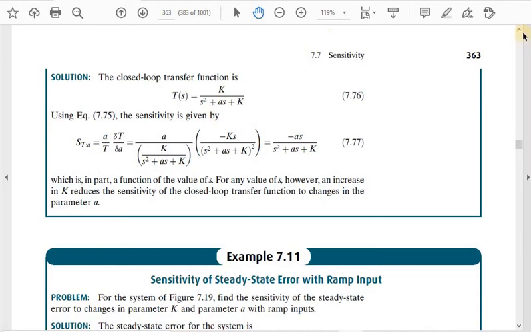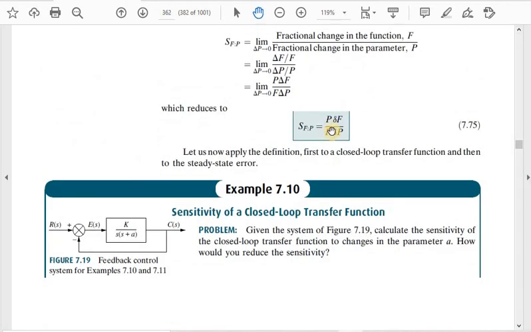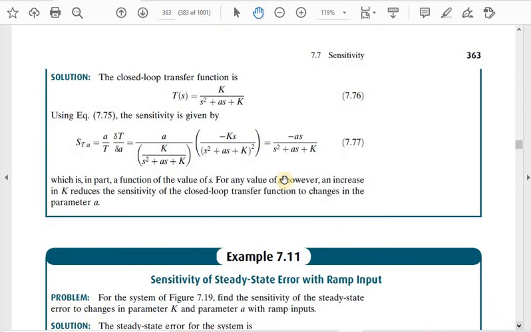Now we apply the formula. The formula says that our f is the transfer function t, and p is a. Now we have to take the partial derivative, or the derivative of t with respect to a, because the parameter is a, and then multiply by a divided by t, which is the transfer function. So what we did here, this is t, so we wrote a divided by t, times we have to take the derivative of this function with respect to a.